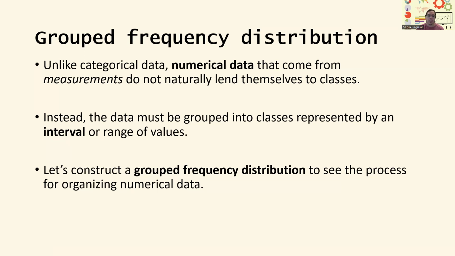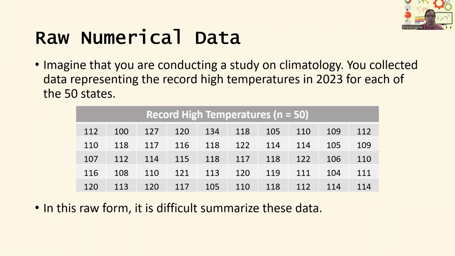And to do this, we're going to go through the process of constructing a grouped frequency distribution to see the process of organizing that numerical data. Okay, so imagine that you're conducting a study on climatology. You collected data representing the record high temperatures for 2023 for each of the 50 states. So this table below represents those record high temperatures for each of the 50 states in the United States.